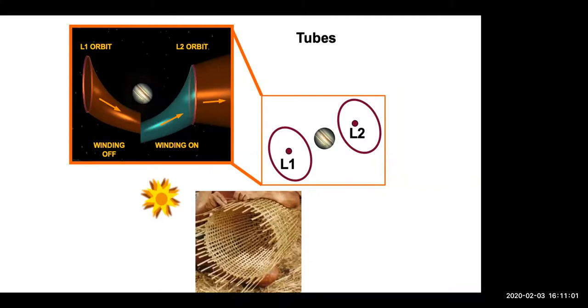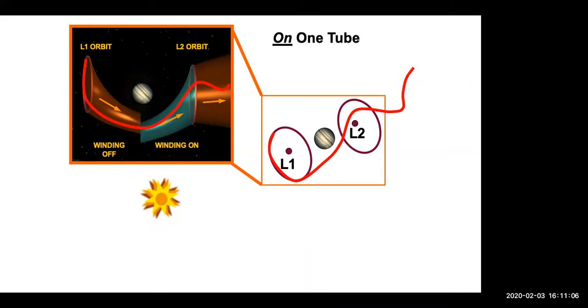So you can connect these things. If you connect them because they look like tubes, we call it tube dynamics. So this is something that's on one tube, the tube kind of coming from L1 and winding off. And if you're inside this other tube, you'll kind of go past that periodic orbit, move on. You could have something that's on two tubes, the tube winding off of and the tube winding onto, and that's called a connection.